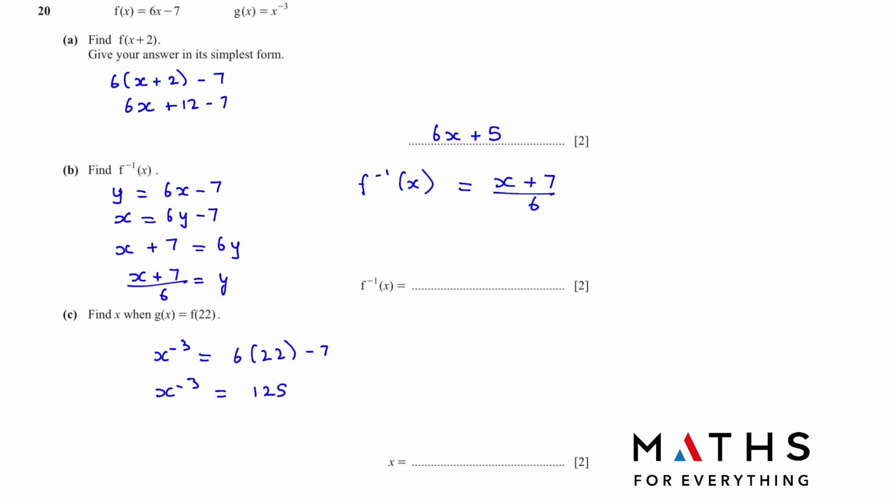Now we want to find x. So we shift the power to the other side. When we shift the power, we always write the reciprocal. So negative 3 over 1. If there's no number in the denominator, it's a 1. Is equal to 125 to the power of negative 1 over 3. This will give you the answer 1 over 5, which is the same as 0.2.